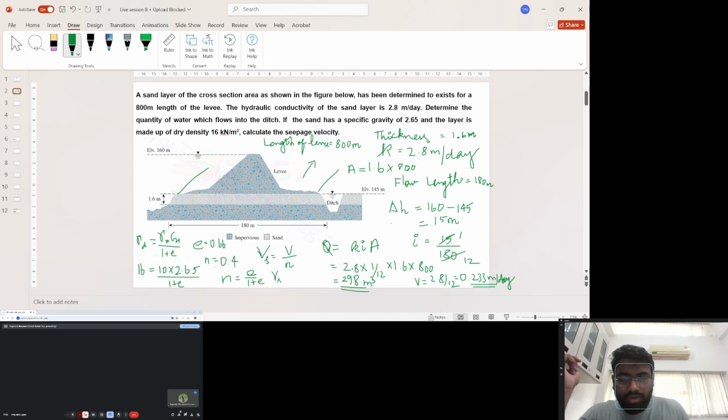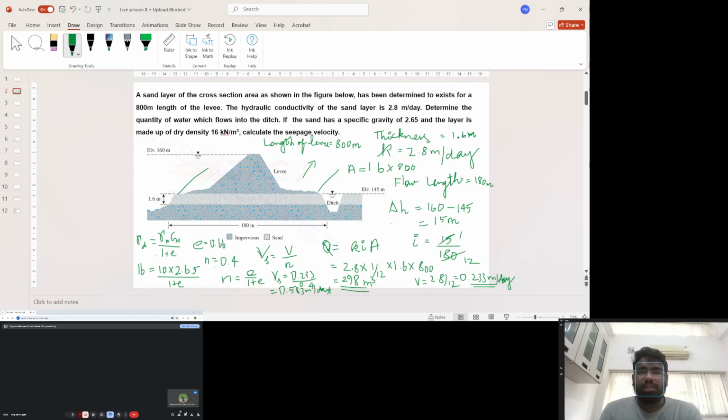Now Vs will be calculated as 0.233 by 0.4, which gives us 0.233 divided by 0.4, which gives us 0.583 meter per day. So the seepage velocity.